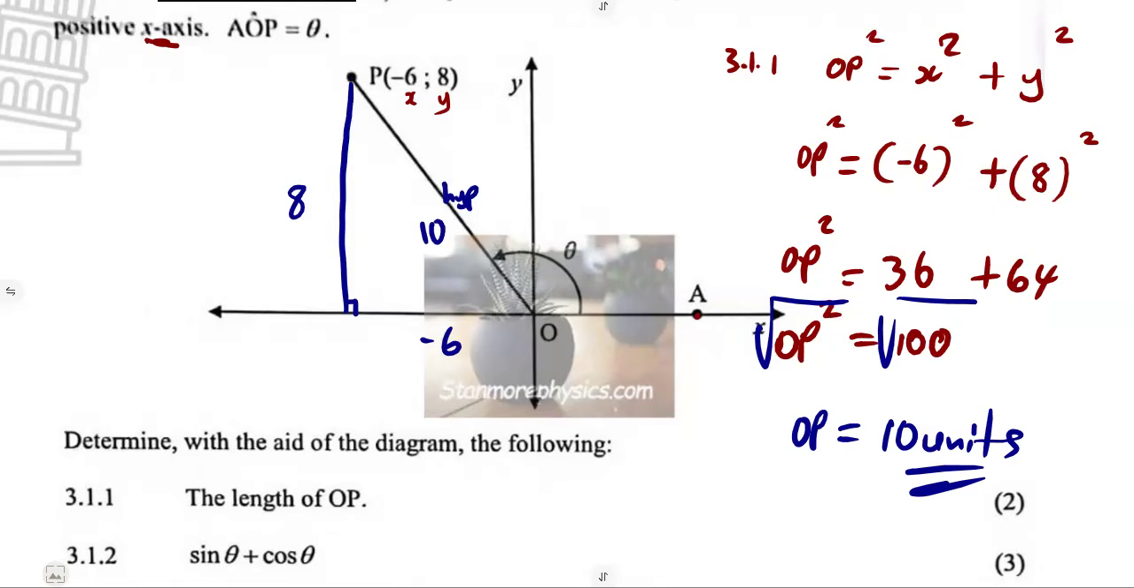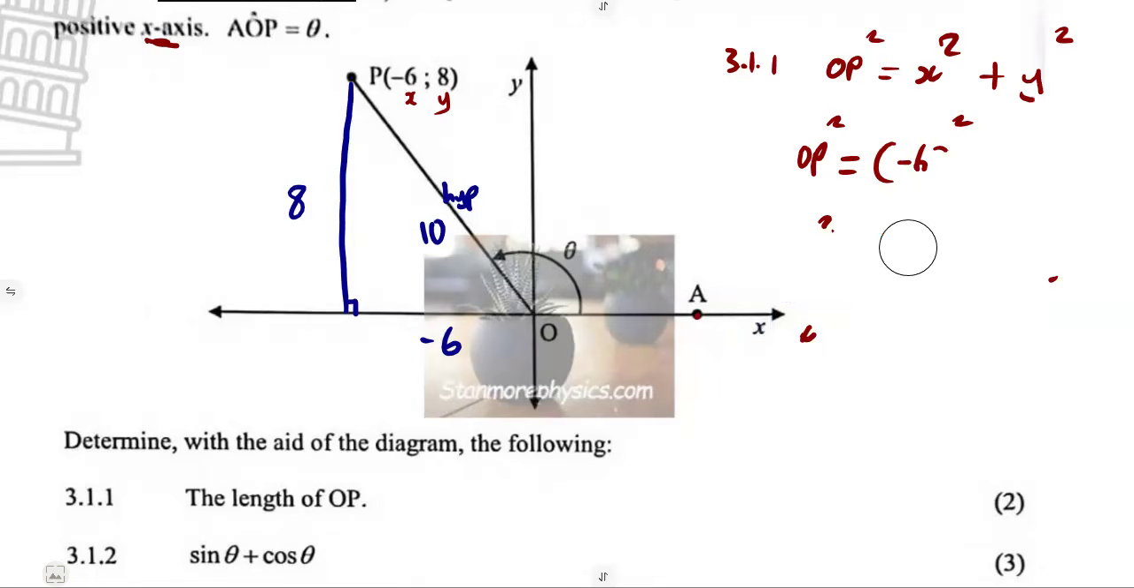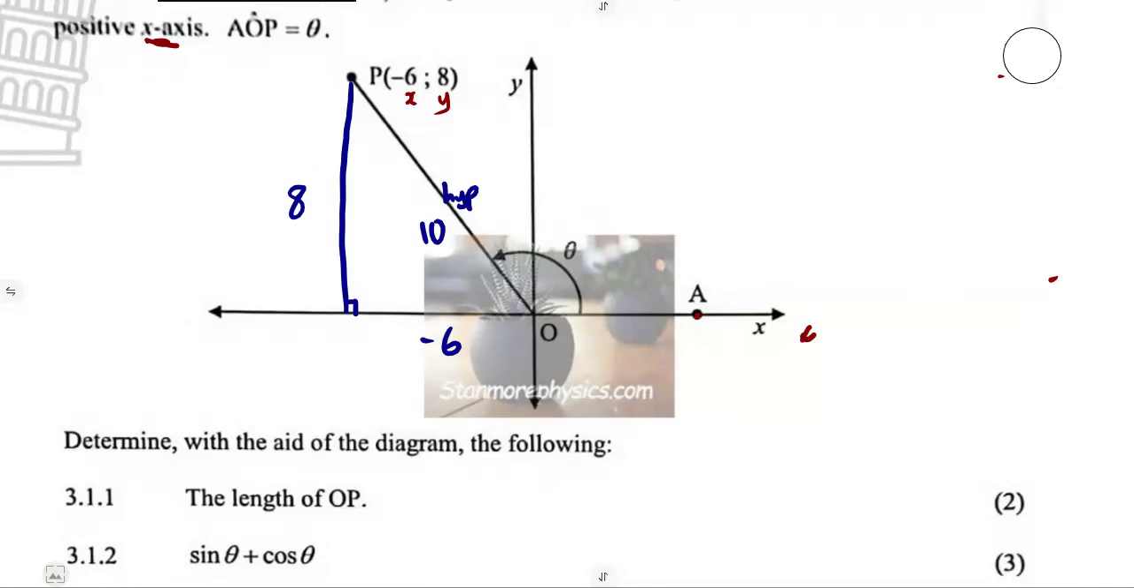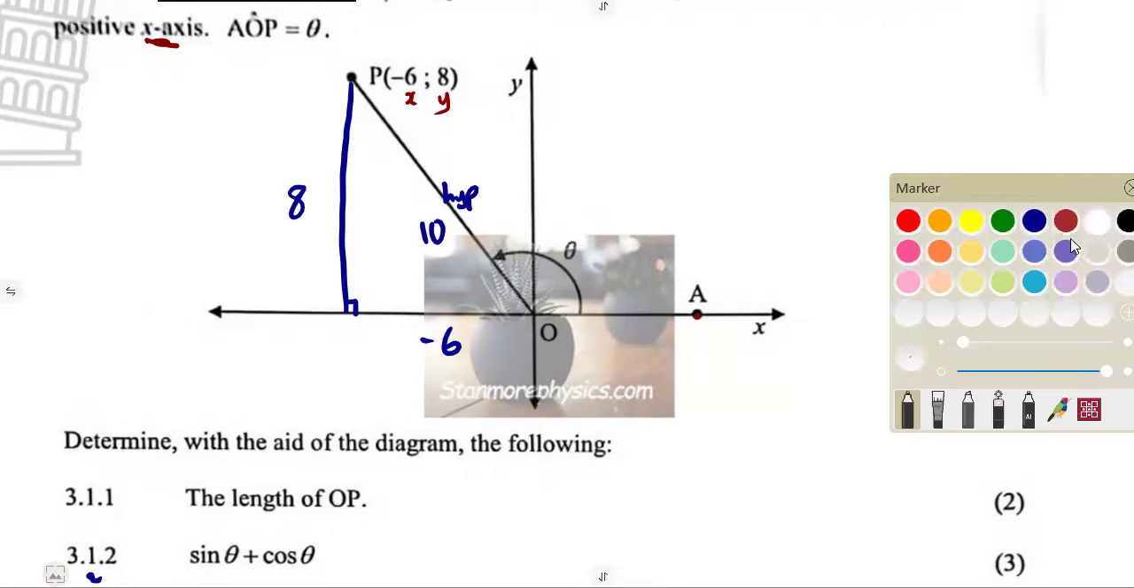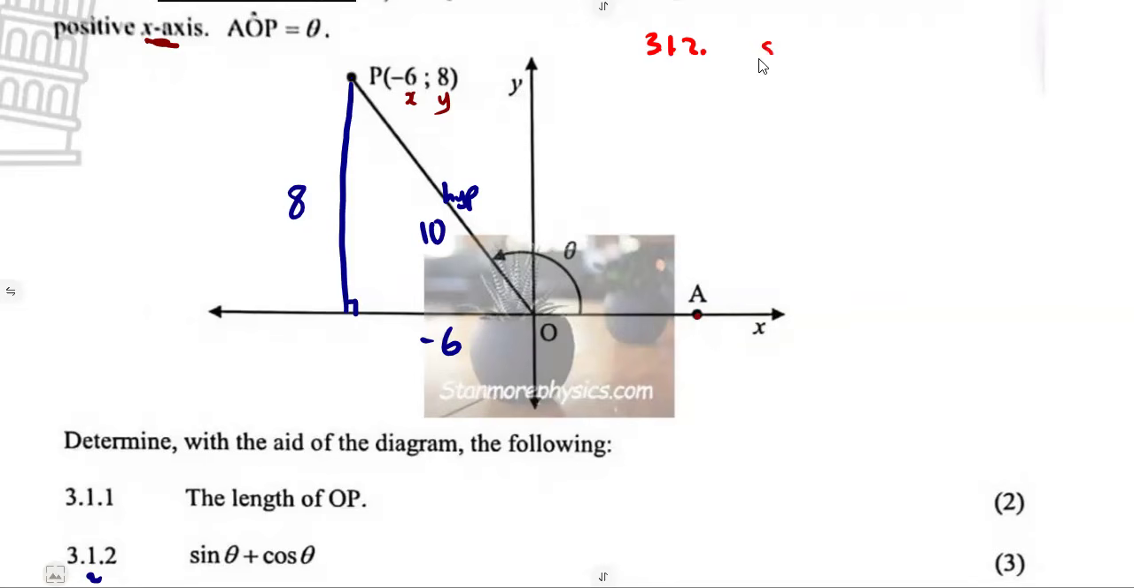So OP is going to be 10 units. For 2 marks, just use Pythagoras' theorem, guys. You can just use a calculator, straightforward. Even though they say do not use a calculator, you can still use a calculator there.